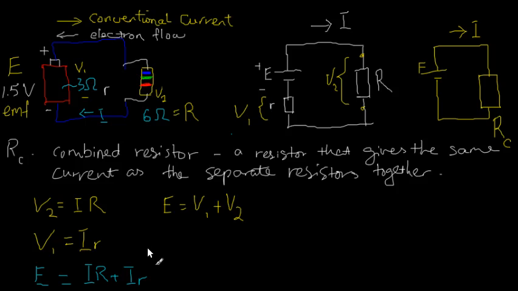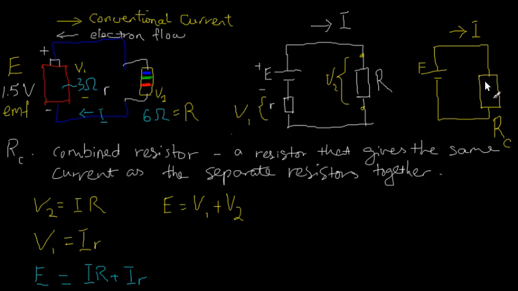Okay, so it's a little bit abstract at the moment. We are still not anywhere close to finding a combined resistor yet. But what I've done is I have used Ohm's law, and I've used the definitions of voltage and EMF to write down some relations, write down some equations. Hopefully this will be useful afterwards.